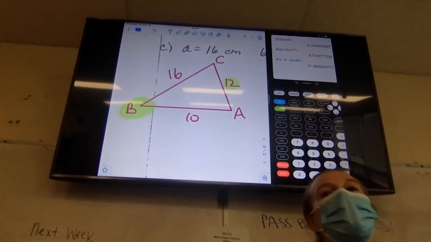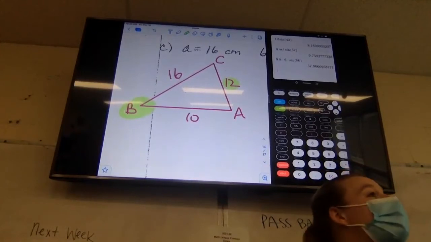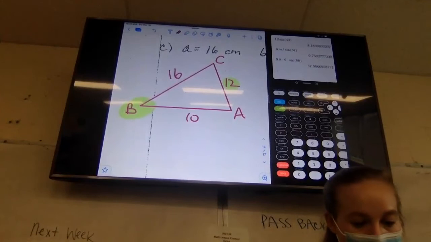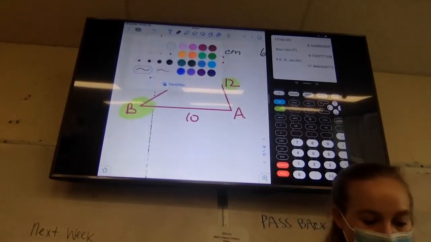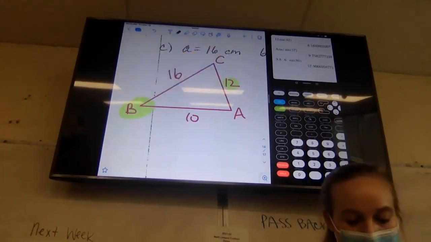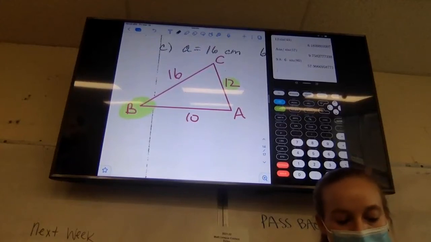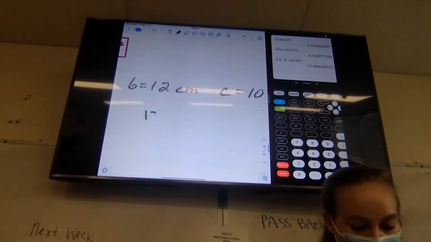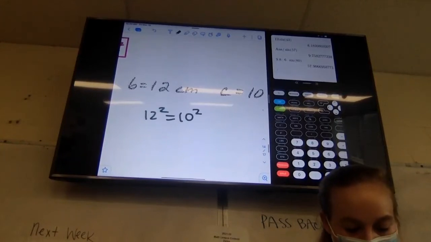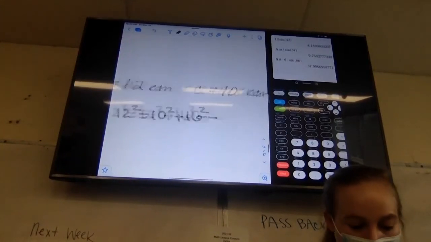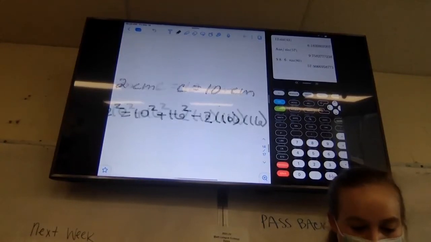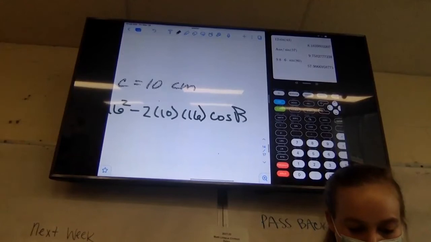All right, so we're gonna do B. Again, it truly doesn't matter if you did A or C, you're gonna get the same area at the very end. So I'm gonna do B. I will do 12 squared equals 10 squared plus 16 squared minus 2 times 10 times 16 times cosine of big B.